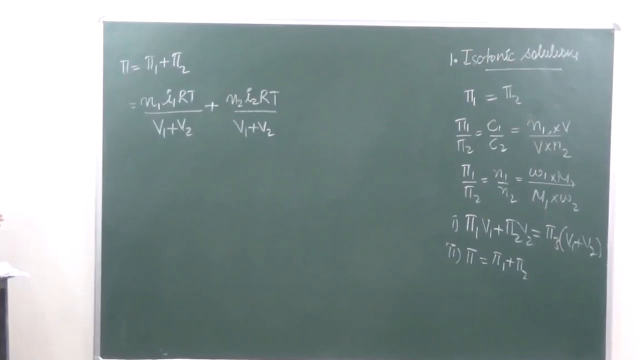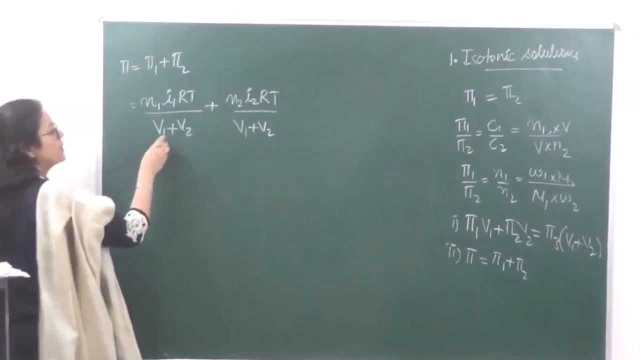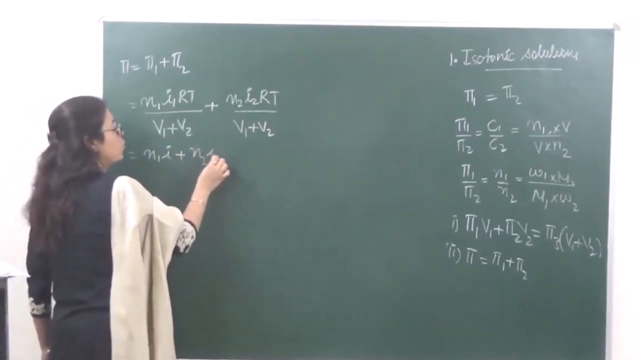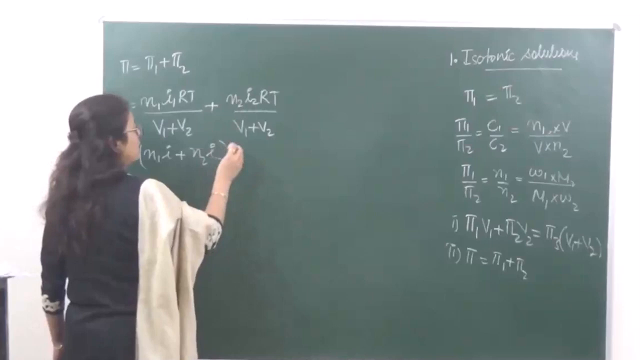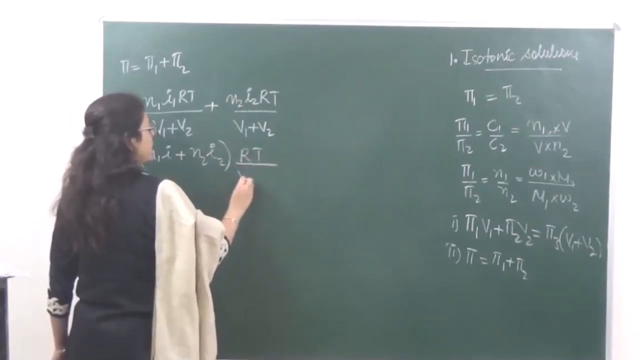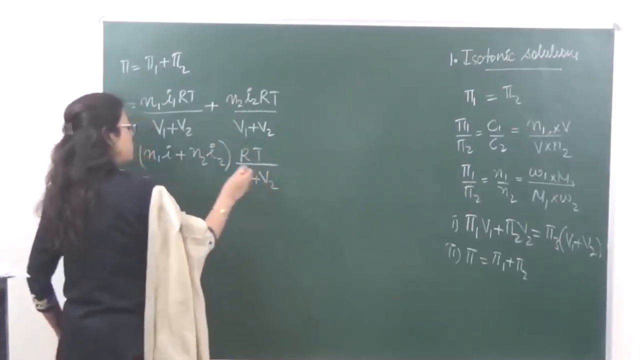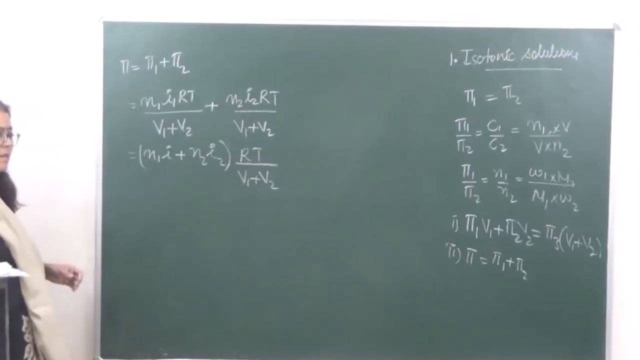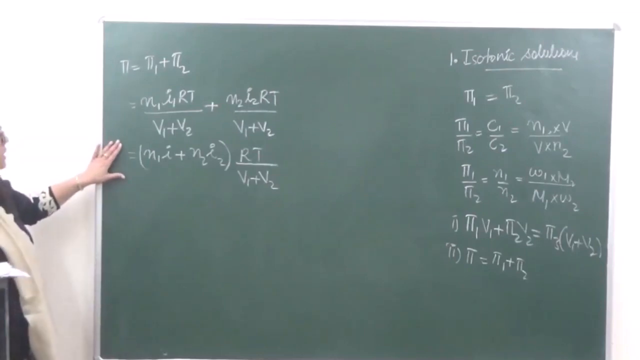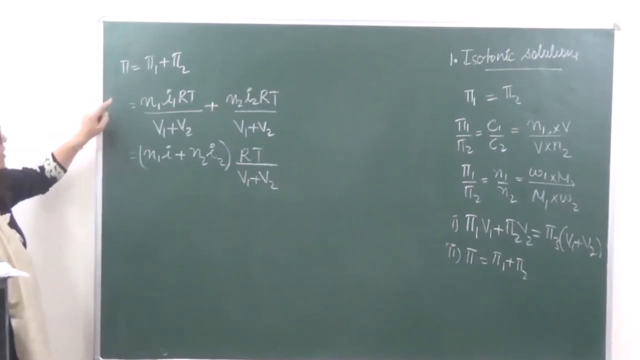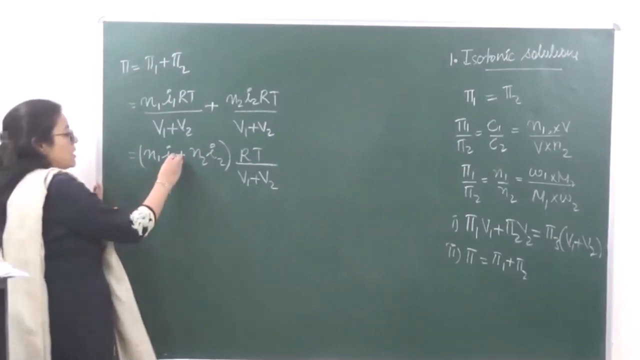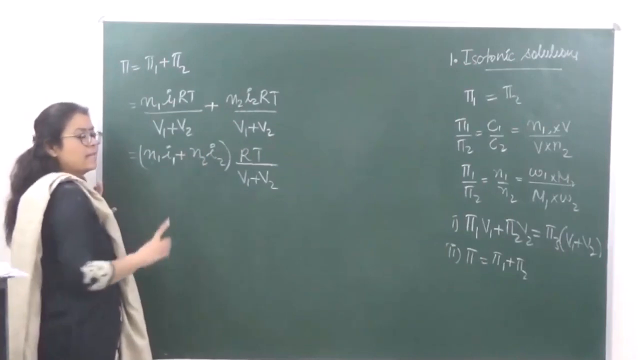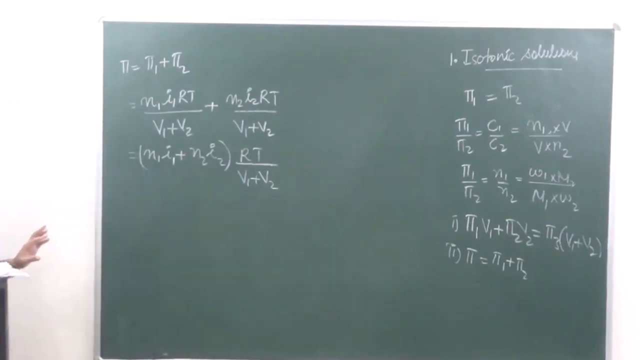Right? Now from this, what can you take out as common? (N1 I1 plus N2 I2) RT upon V1 plus V2. This can be taken as common outside. Right? So this is how you can calculate the total osmotic pressure if the number of moles of the first and the Van 't Hoff factor is given to us, and the number of moles of the second and the Van 't Hoff factor of the second is given to us.